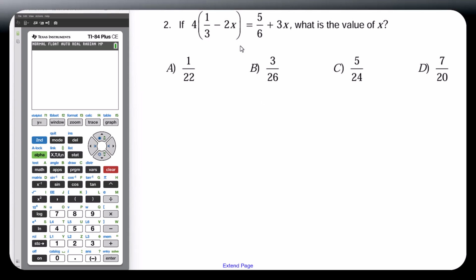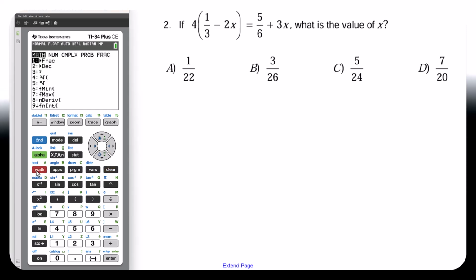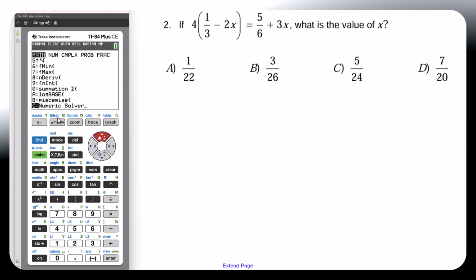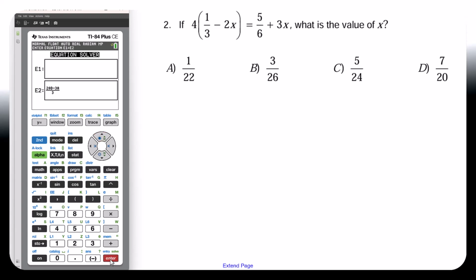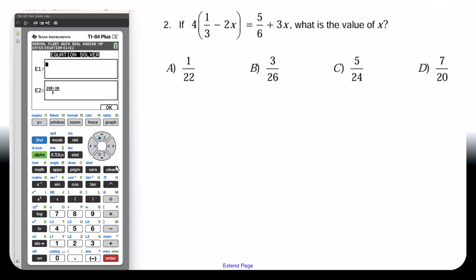A second way to solve this using this graphing calculator is to use the numeric solver. That's under the math menu. Since it's the last one in the menu, I'll press the up arrow to get there faster. So there's the numeric solver. I'll press enter. And this is expression 1 or left side, expression 2 or right side. So I'm going to clear what's there and type in that left side, 4 left parentheses, and so on, just like I did before.